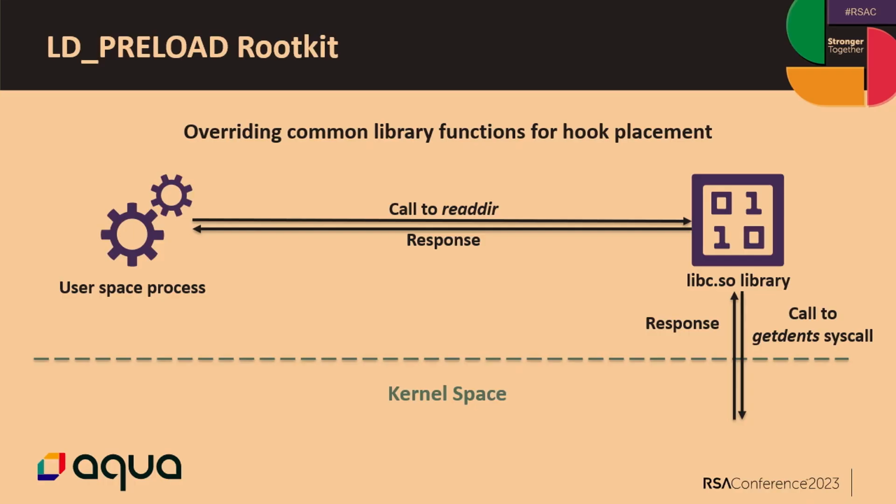So in a normal execution, we can see that a user space application will want to iterate a directory. It wants to see all the files on the disk in a specific folder. It will call readdir, which is implemented in libc. Libc will get the function request, and then it will call the getdents syscall in the kernel, and the kernel is the one that actually does the job. Then we get the response. The response goes back to the user space application, and this is the normal execution.